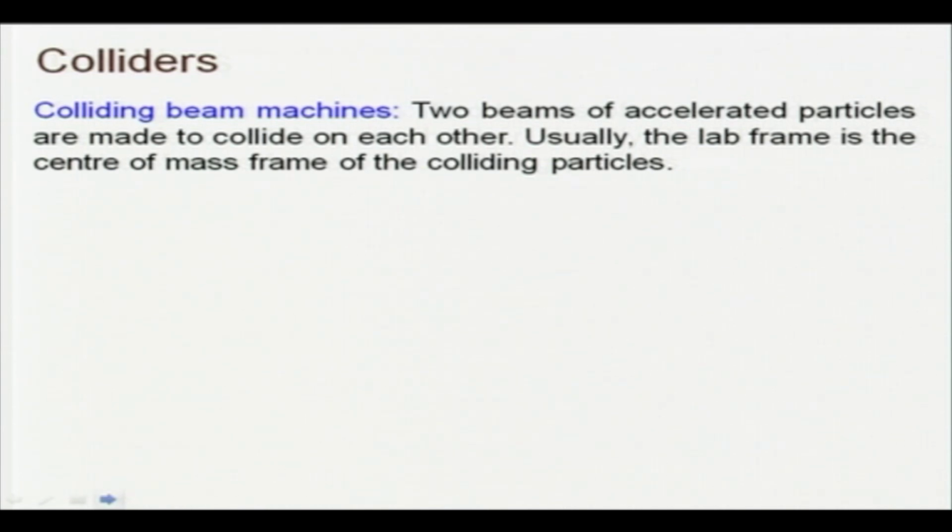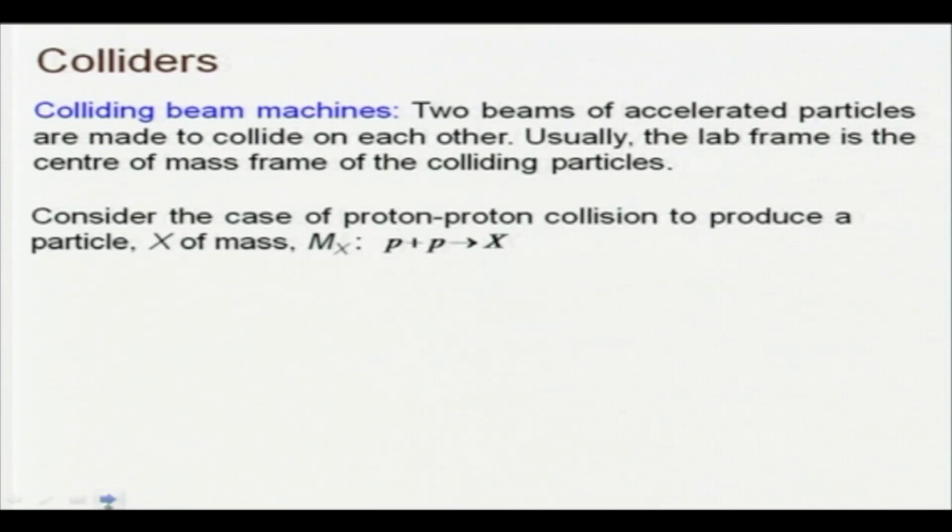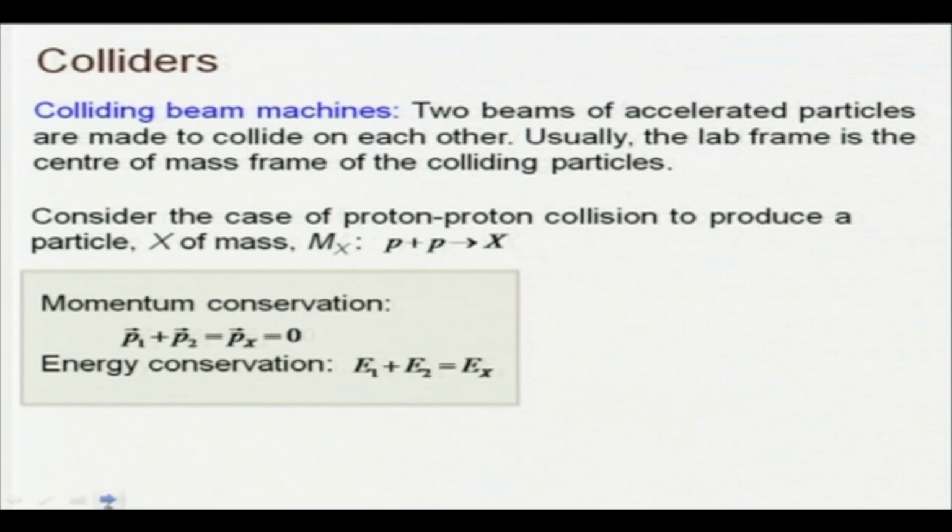The lab frame is usually the center of mass frame of these two. If both particles are accelerated at the same speed and moving in opposite directions, then the lab frame is the center of mass frame of this proton-proton system. Again, consider a particle of mass Mx produced in a pp collision. The initial momenta of the two particles are p1 and p2, and because of momentum conservation, if p1 is minus p2, you have Px equal to 0.